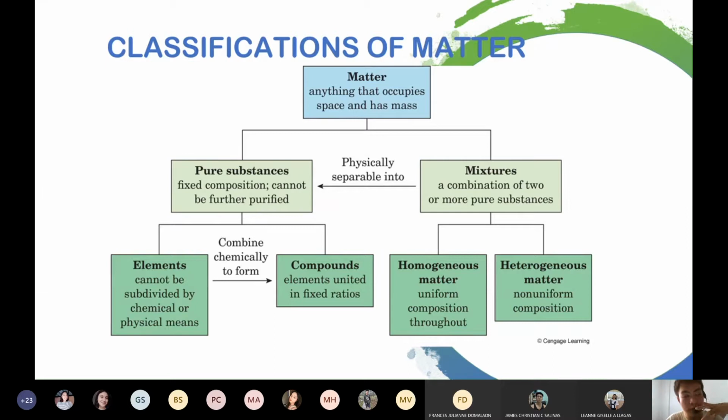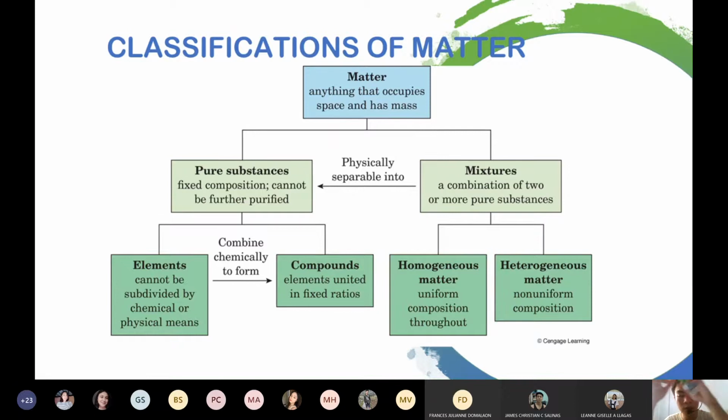For example, yung air nga. Yung oxygen molecules, they behave similarly with nitrogen gas molecules. So when they mix, nothing much happens. So same sila ng appearance.